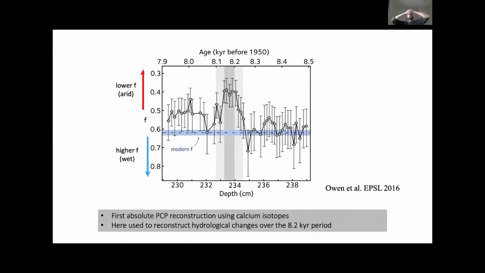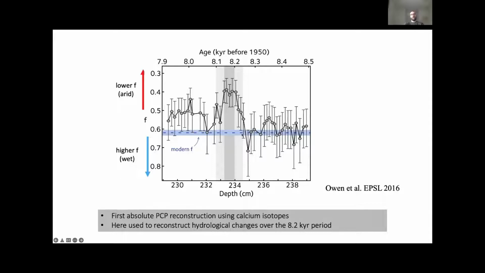So it is that reconstruction which was done in this particular EPSL paper in 2016. And so now, rather than having just a relative change in PCP, we can actually define an absolute value for that. So in the modern, we have an F value of 0.63.